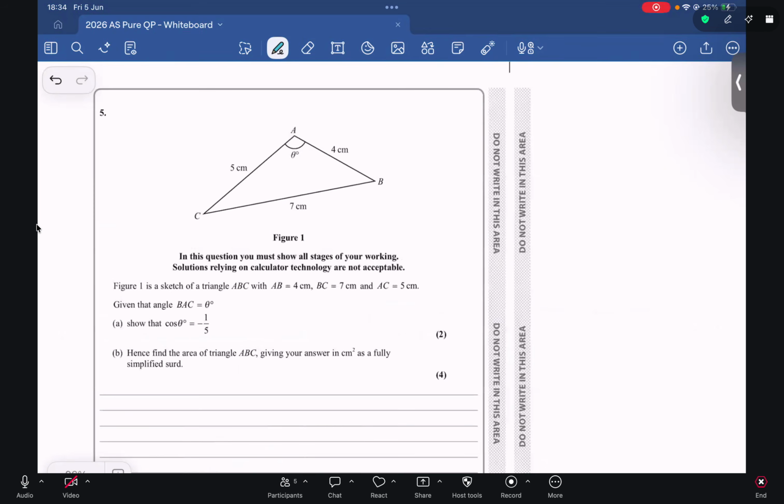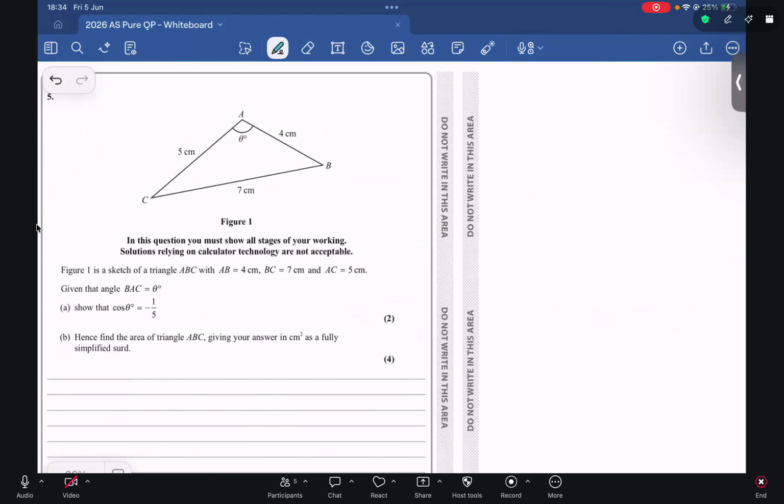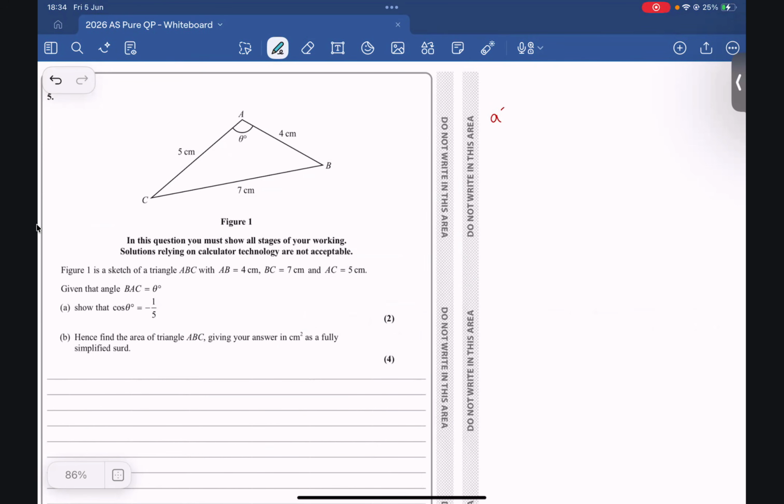Part A is just the cosine rule. So a squared equals b squared plus c squared minus 2bc cos A. So 7 squared equals 5 squared plus 4 squared minus 2 times 5 times 4 cos A, and then just rearrange that and you get your answer.